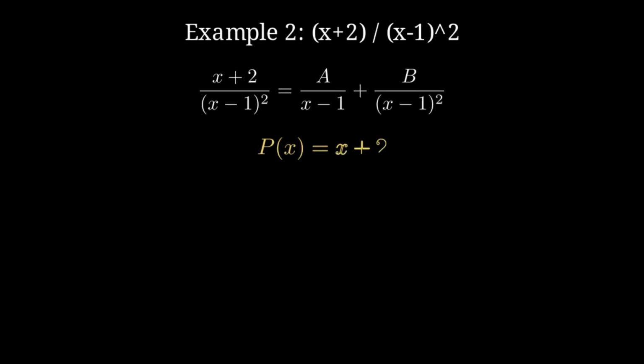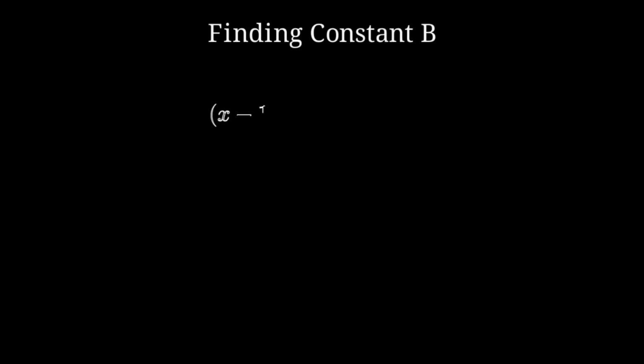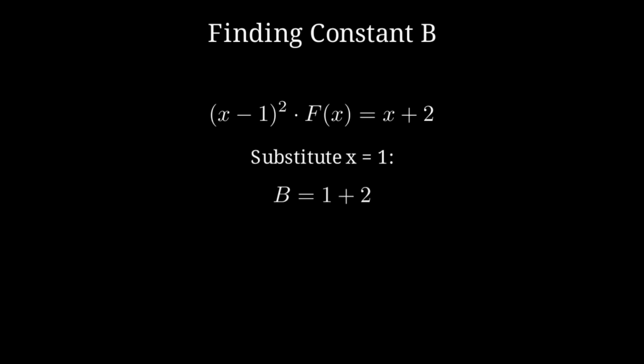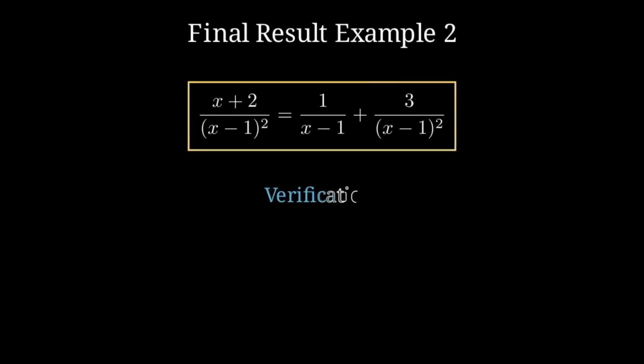Here, p of x equals x plus 2, and we have a repeated factor of x minus 1 squared. We need to find constants a and b using our new differentiation strategy. We start with the highest power. By multiplying by the denominator and substituting the root x equals 1, we find that b equals 3. This is the cover-up value for the most repeated factor. Combining our results, we get 1 over x minus 1 plus 3 over x minus 1 squared. We can quickly verify this by finding a common denominator, which confirms our decomposition is correct and much faster than the alternative.